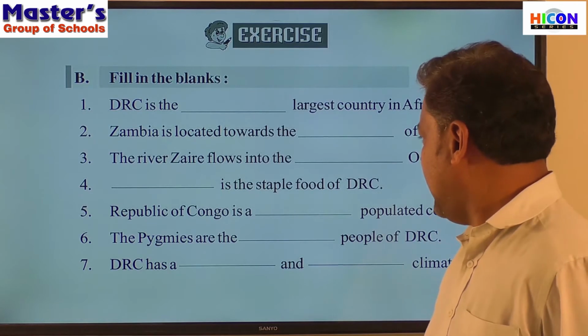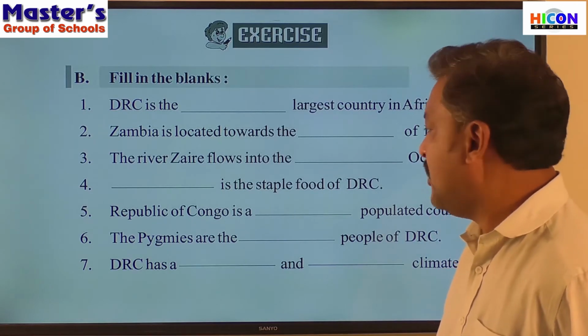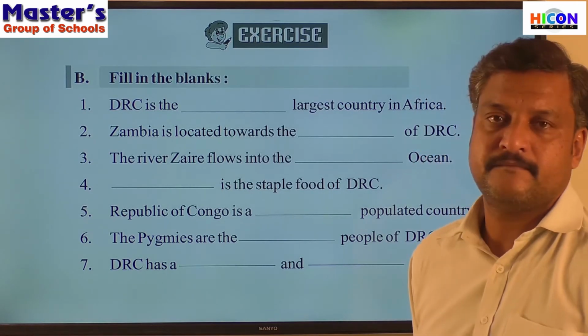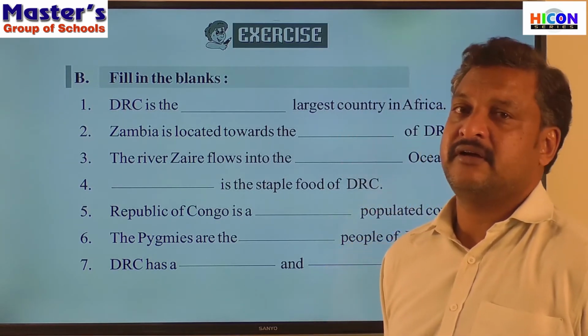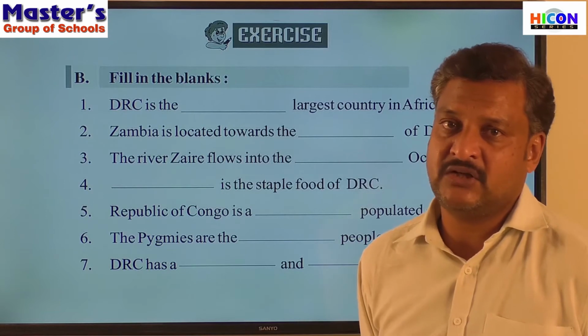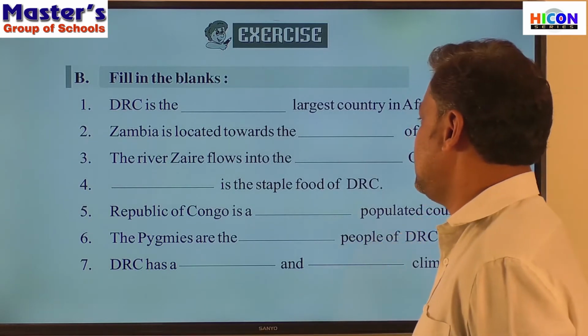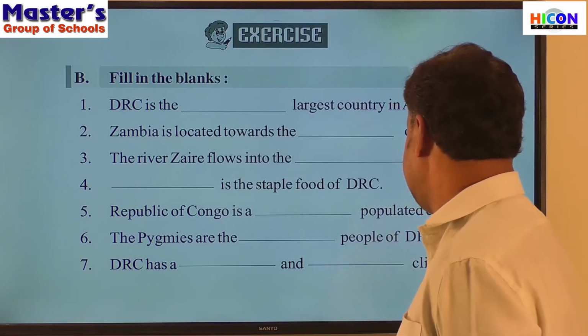Dash is a staple food of DRC. What is the name of the staple food eaten by the people of DRC? Cassava is a staple food of DRC.